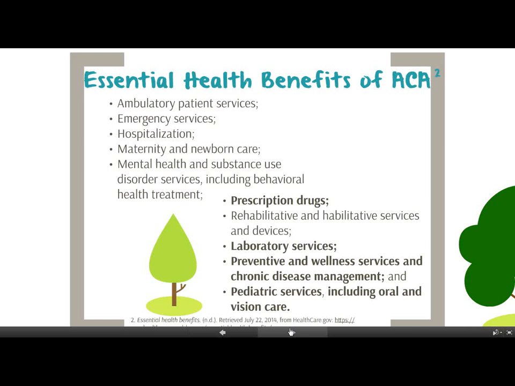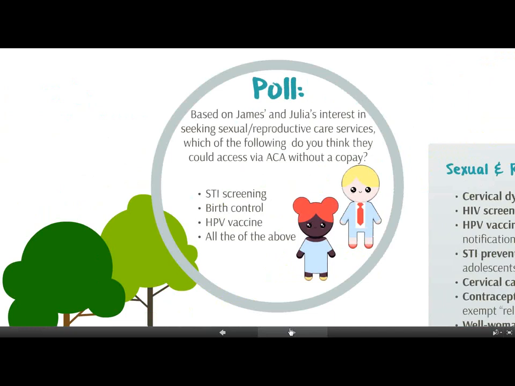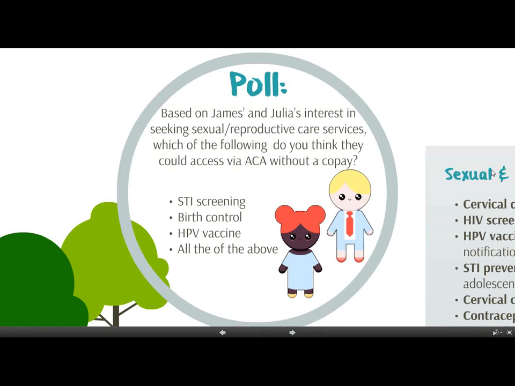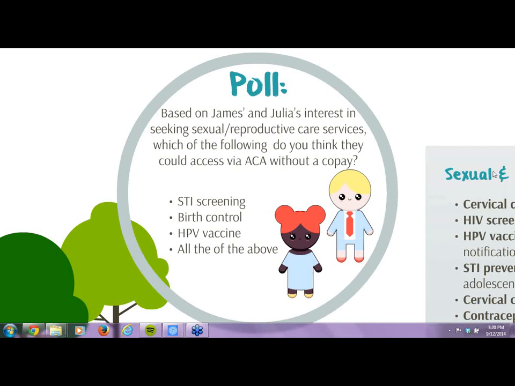So go ahead and take us to one more poll then. Based on what I just told you, I'm going to launch this poll. James and Julia are interested in getting services, just like we talked about. Which of the following do you think they can access via the Affordable Care Act without a copay? All right, so it's launched. Based on their interest in receiving care, what of the following do you think that they can access? STI screening, birth control, the HPV vaccine, or all of the above? Go ahead and get your votes in there.